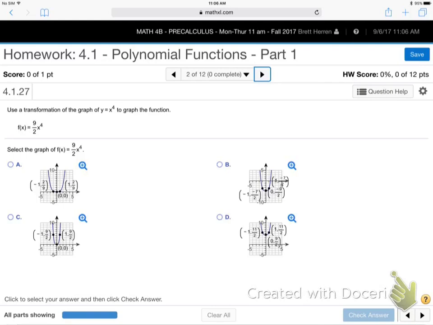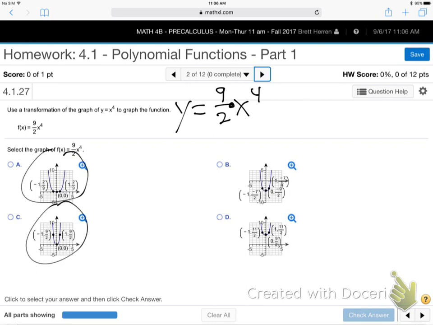So it's 9 halves x to the 4th. So x to the 4th is going to be a U shape. I guess they're all U shapes. What's that 9 halves going to do? That's a multiplier. What do multipliers do? Yeah, they stretch. It's going to stretch it up faster. Now, both these kind of look like U shapes. This one's probably right, it's stretched up. But how do we be sure?